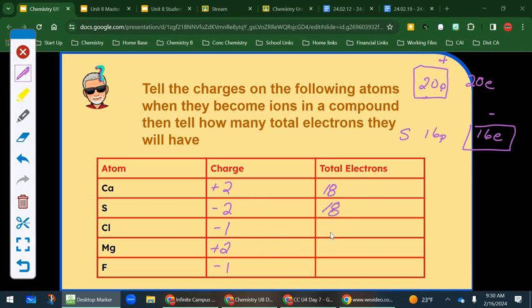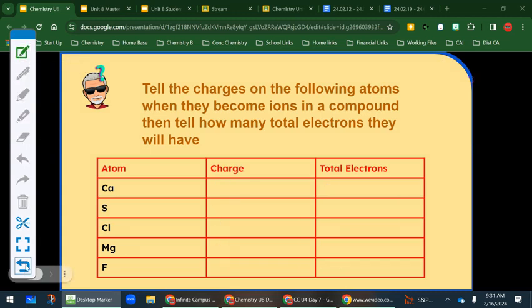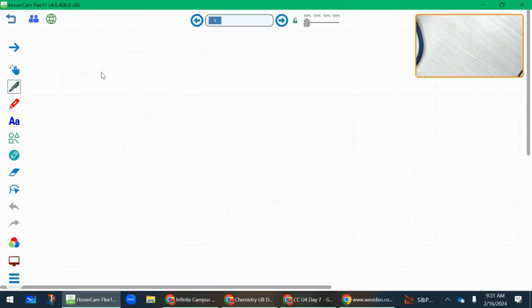How about chlorine? How about magnesium? How about fluorine? So, ladies and gentlemen, let me get this straight. Calcium becomes a +2 and has how many total electrons? 18.